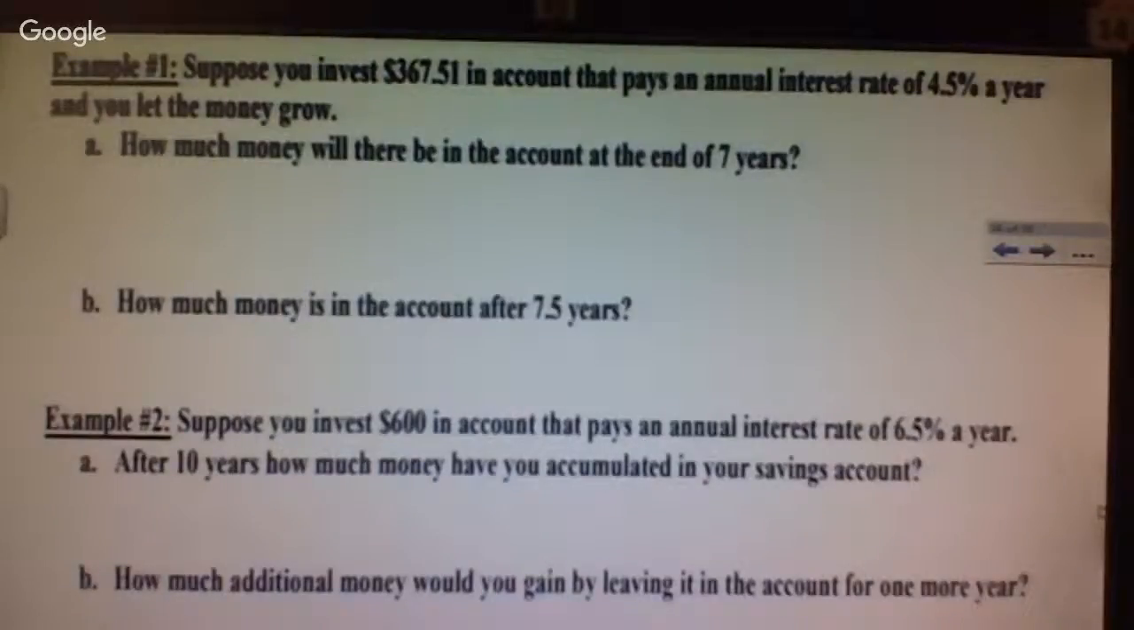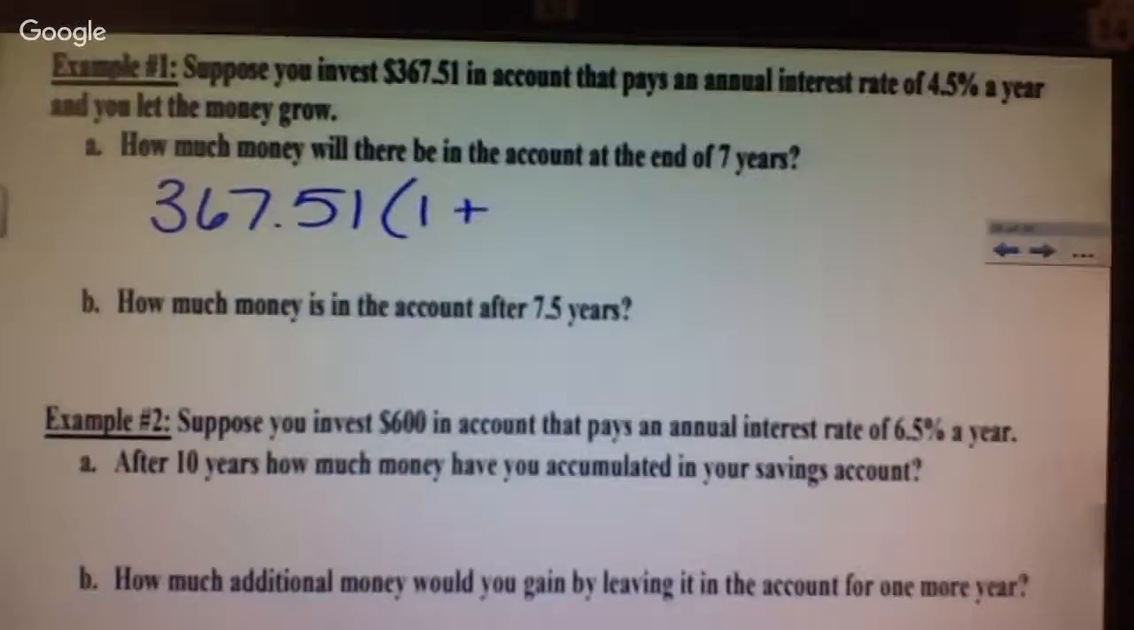All right, so it's literally going to be a plug and chug. I will provide this formula for you on your test tomorrow. However, these formulas are not provided on your final. Okay. So they want to know, how much money am I going to have in my account at the end of 7 years? Well, the first thing they need to tell me is, how much money am I putting in? How much money am I putting into this account? $367.51.